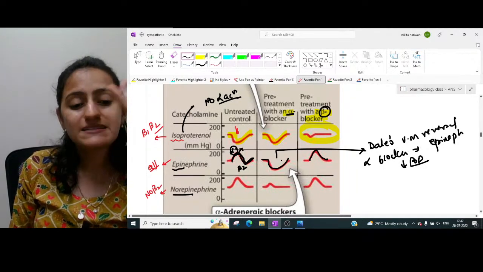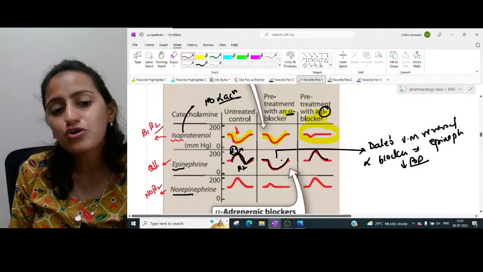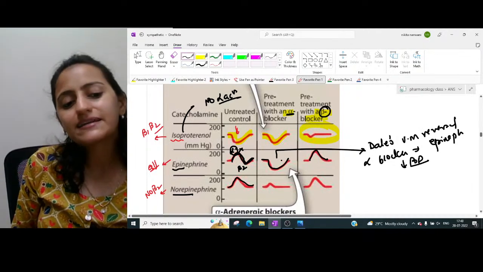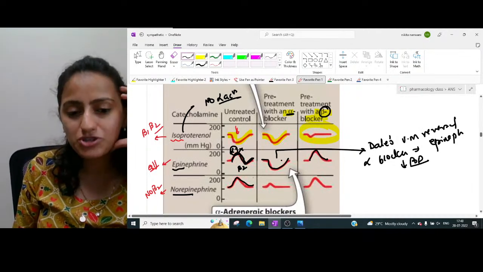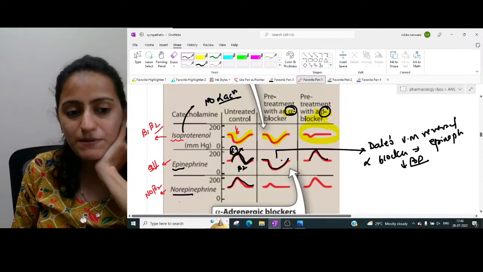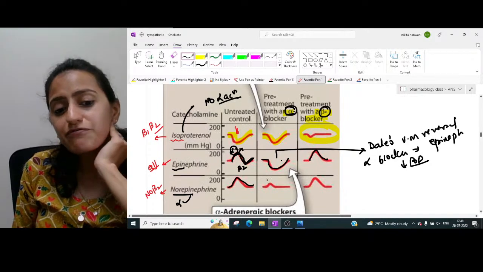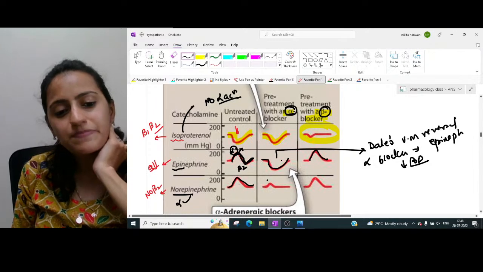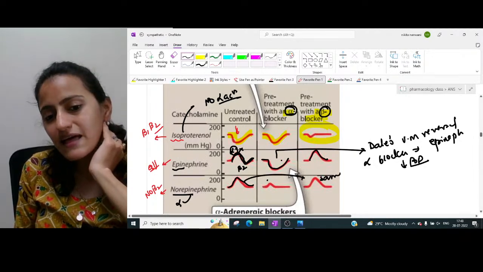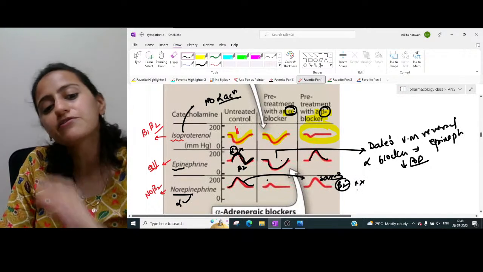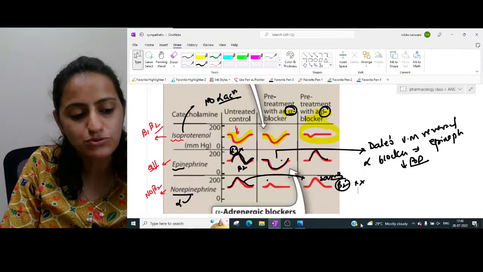Norepinephrine basically has no beta 2 action, so no vasodilation. So it's increasing the blood pressure here, right? It's increasing the blood pressure, the diastolic blood pressure. Norepinephrine has alpha action, so if you give an alpha blocker, the effect will be diminished. If you give a beta blocker, the effect will be the same. That tells you that norepinephrine has no beta 2 action. So even if you give a beta blocker, the response is not going to change.